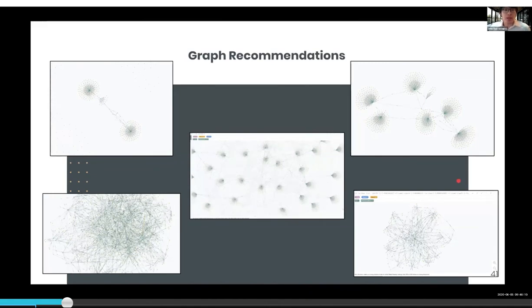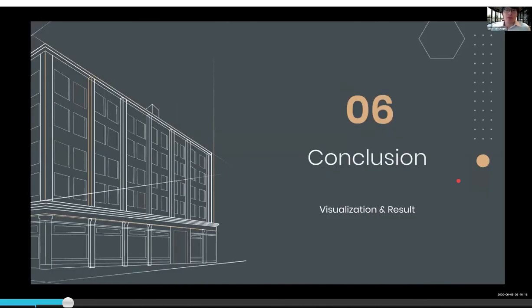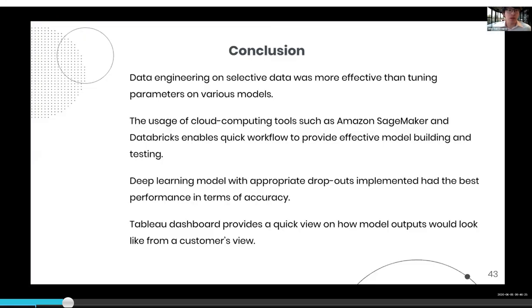And with that, before we go into the demo, let me just wrap up the conclusions that we have reached so far, because a lot of this conclusion will go into our demo as well as our visualizations in the demo. Okay, next. So a couple of things. These are some of the insights that we have found. First of all, data engineering on select data was actually more effective than trying to tune various parameters that you have seen when JH showed how the workflow works, and then we tried out the various different models.